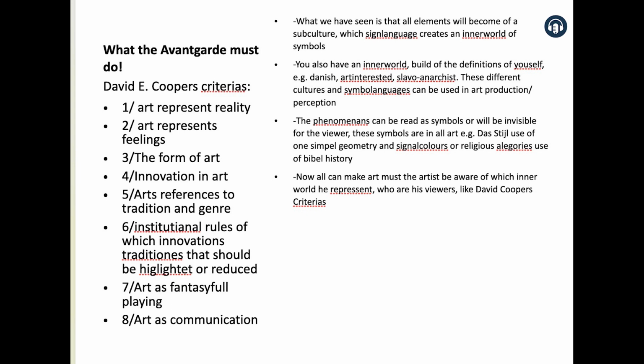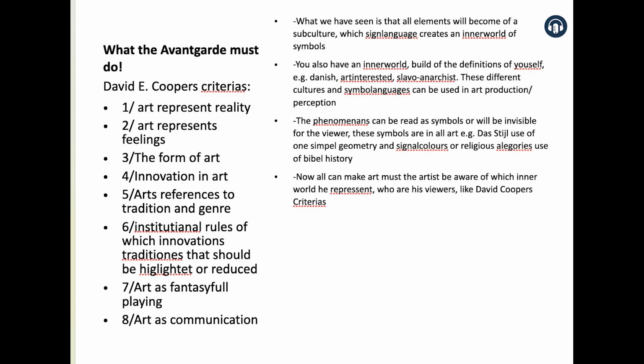And now we are about to come to the conclusion of what the avant-garde must do. We have David Kuber's criteria here in the left corner. We'll not talk about them, but we will have to see. What we have seen is that all elements will become part of a subculture, where signal language creates an inner world of symbols. You also have an inner world, built of the definition of yourself, e.g. Danish art industries, Slavic anarchists.